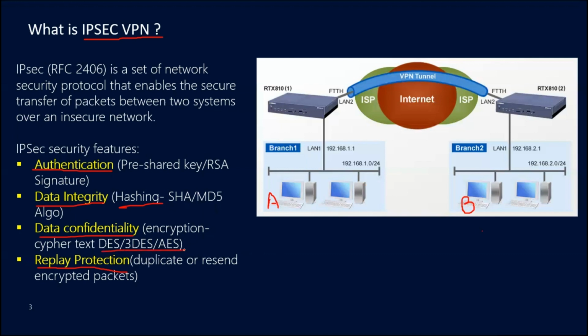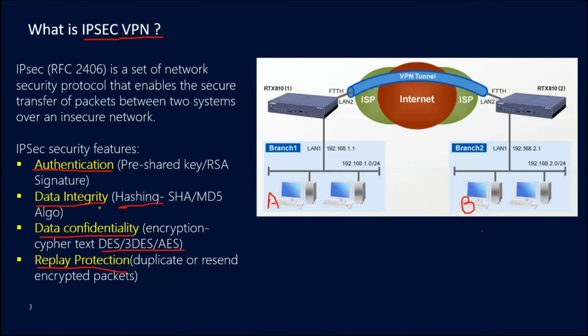Now, last is our replay protection. Replay protection means duplicate or resent encrypted packets. A replay attack is a form of network attack in which your valid data transmission is maliciously or fraudulently repeated or delayed. If something is repeated or delayed, we have to provide protection to it, and replay protection will make sure that a duplicate message will not be resent again. It protects us from the replay attack.